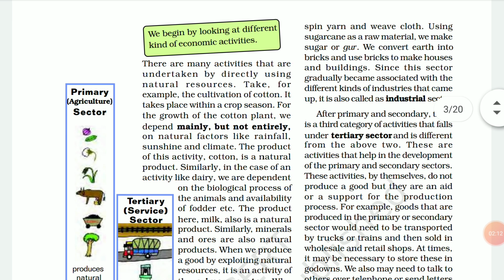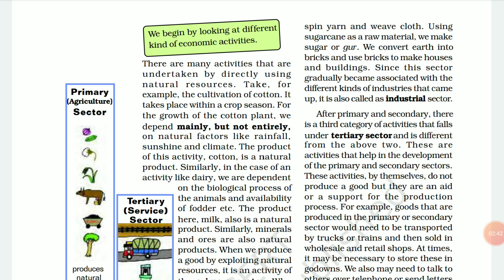Now let us see. There are many economic activities that are undertaken by directly using natural resources. Take for example the cultivation of cotton. It takes place within a crop season. For the growth of cotton crop, we depend mainly but not entirely on natural factors like rain, sunshine, and climate. The product of this activity, cotton, is a natural product.